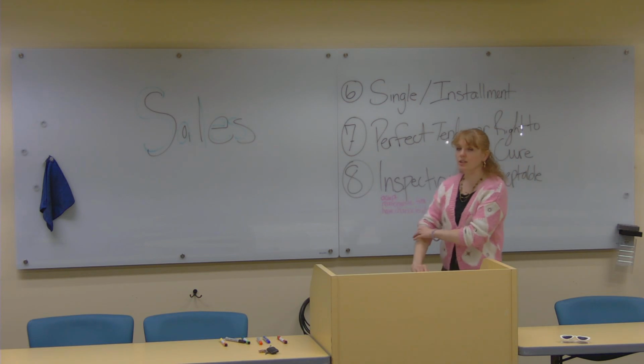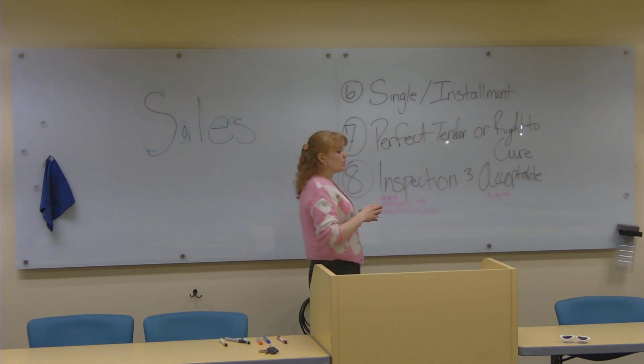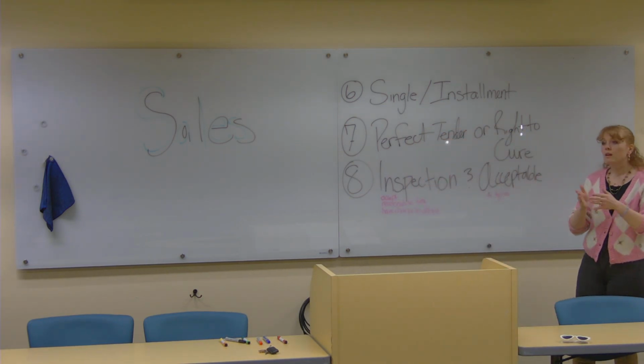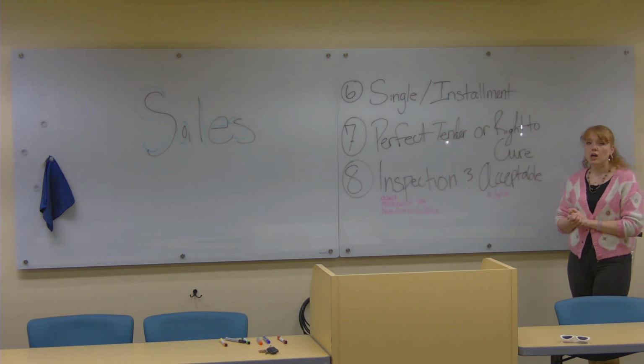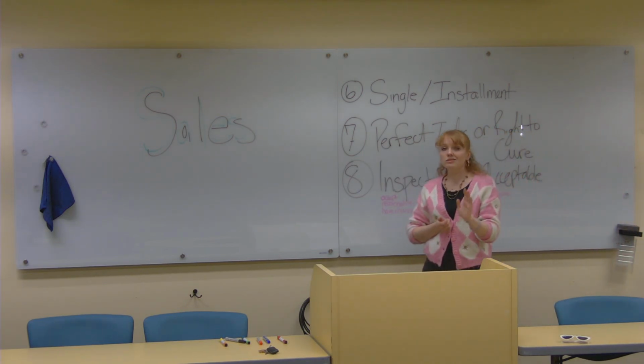Now, a single contract is very easy to distinguish, so I'm not going to spend that much time on it. A single contract is really just a contract for one thing. I would like to buy a car off of Carvana, and they're going to deliver it to my home. That's a single contract.